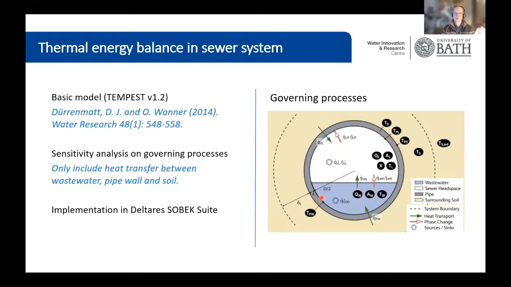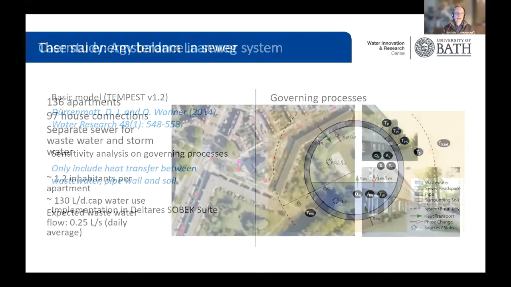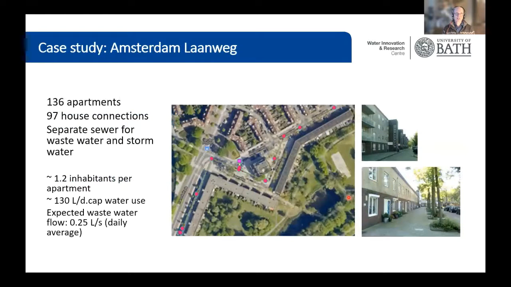Because if you take warm water into a sewer pipe, if you go 100 meters or 200 meters downstream, you will have lost some of the energy just because it leaks away into the soil where this conduit is positioned. And we used this method to simulate a case study in Amsterdam.